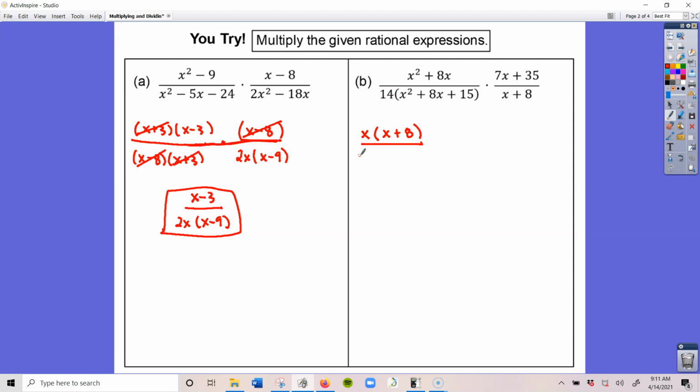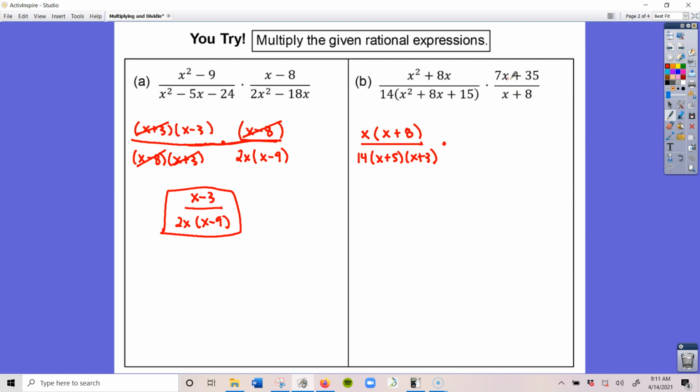Now in the denominator, we have this 15, and we can factor x squared plus 8x plus 15 as x plus 5, x plus 3. Sorry, 15. I keep doing that. 5 times 3 is 15, and 5 plus 3 is 8.